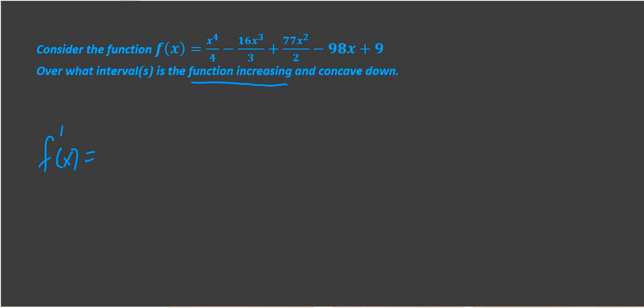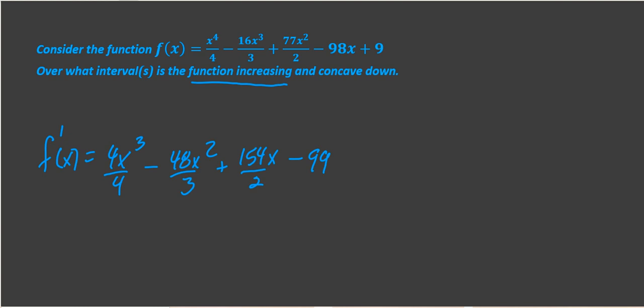So for the first derivative of this, we bring the 4 to the front. That would be 4x to the fourth minus 1, so 4x cubed over 4, minus 16 times 3 is 48, so that's 48x squared divided by 3, plus 2 times 77 is going to give me 154 over x divided by 2, minus 98. And then the derivative of just a constant is 0.